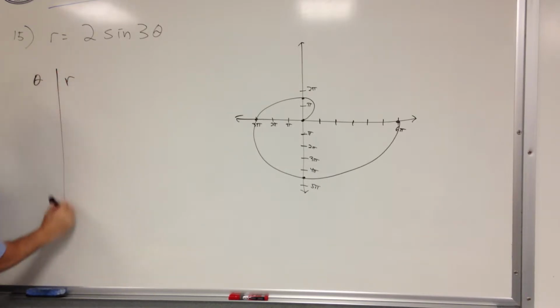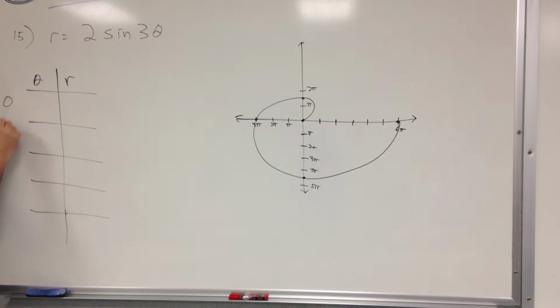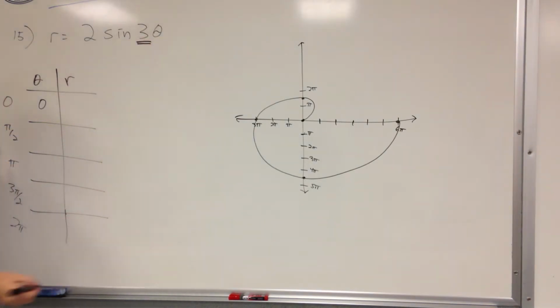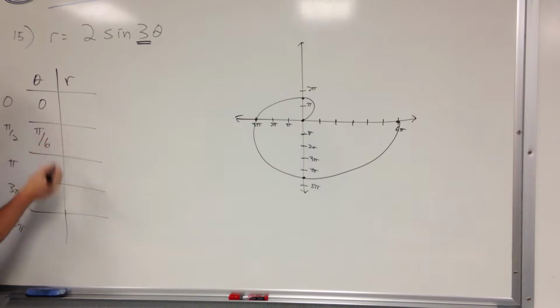Theta, R. Now normally, and I'll write this off to the side, on the first few, I said to do 0, pi over 2, pi, 3 pi over 2, and 2 pi for your table. 0 won't change. Because of this 3, what will I change pi over 2 to? What angle will I use instead of pi over 2? 3 pi over 2? Exactly wrong. Nope, we're going to divide by 3 and use pi over 6.